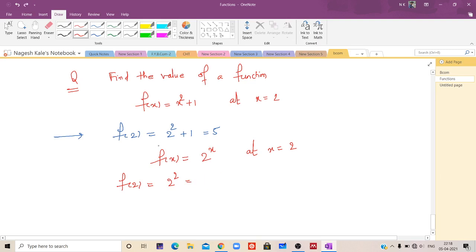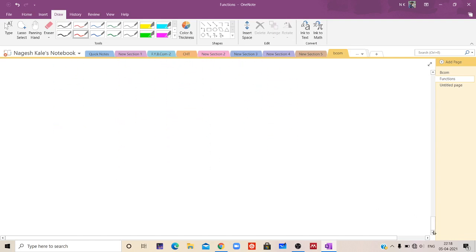Let me take some more examples. Fine. Now suppose I am taking a function f of x equal to x square plus 3 raised to x, and I want to find out the value of the function at x equal to 3. So what is the answer? You just have to put x equal to 3.